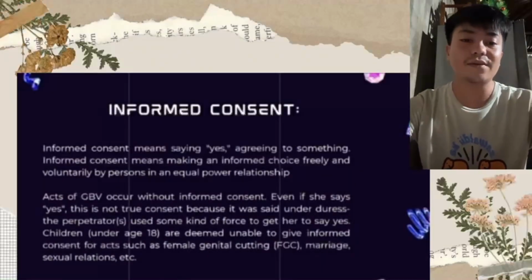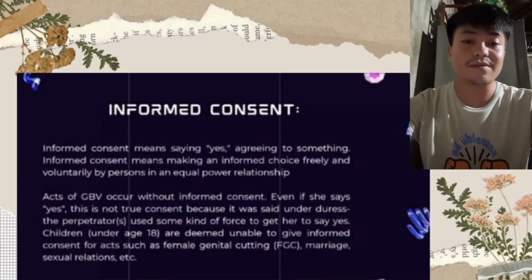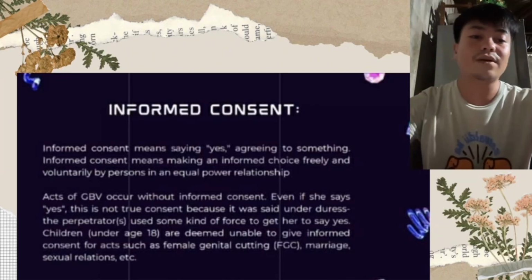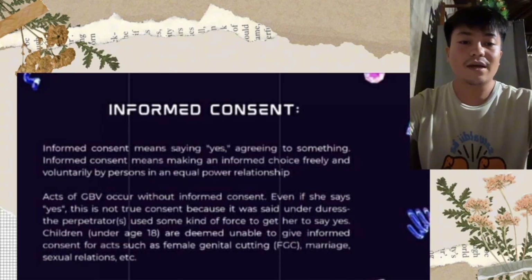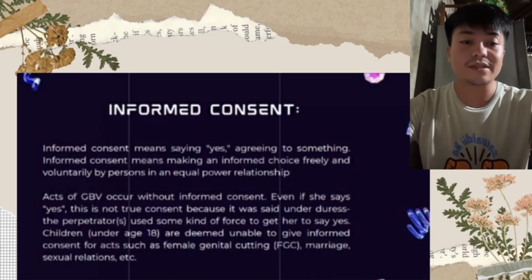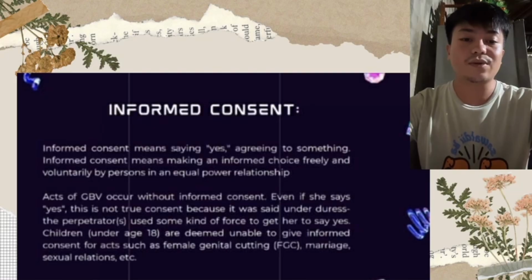Informed consent. Informed consent means saying yes, agreeing to something. Informed consent means making an informed choice freely and voluntarily by persons in an equal power relationship. Acts of GBV occur without informed consent. Even if she says yes, this is not true consent because it was said under duress. The perpetrators use some kind of force to get her to say yes. Children under age 18 are deemed unable to give informed consent for acts such as female genital cutting, FGC, marriage, sexual relationship, and etc.